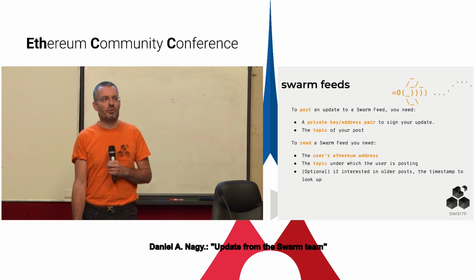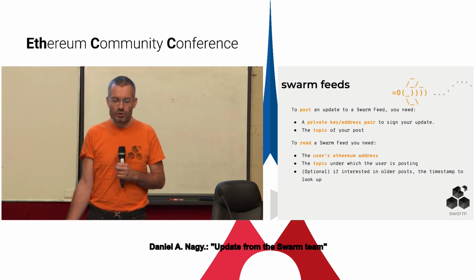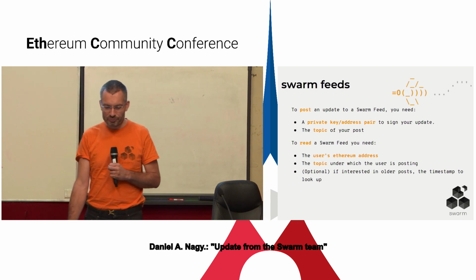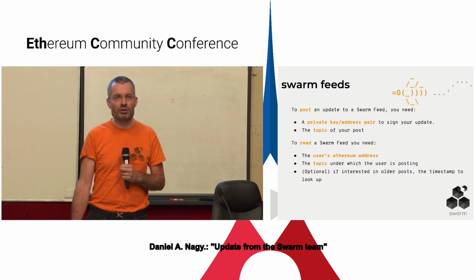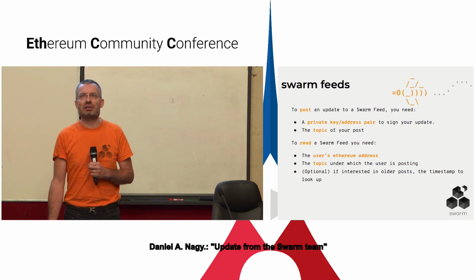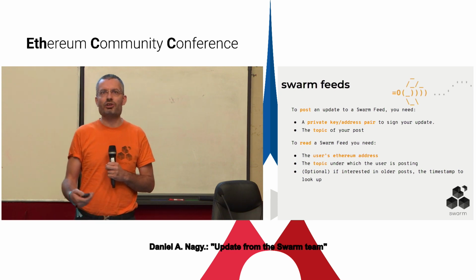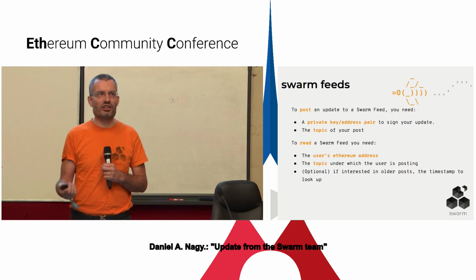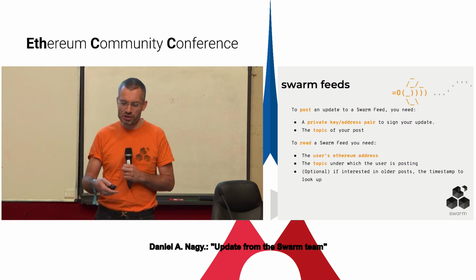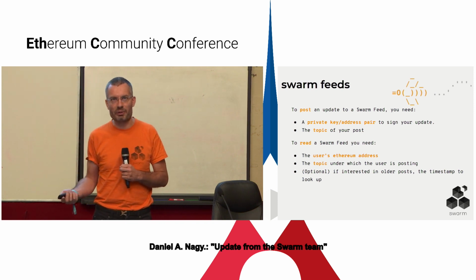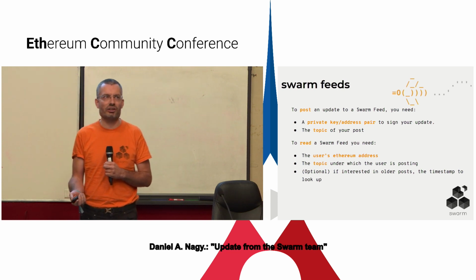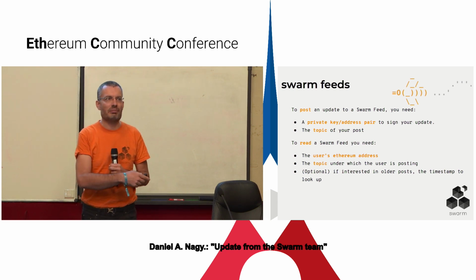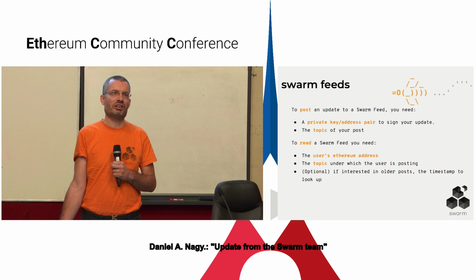And in order to post an update to your Swarm feed, you need two things. You need the private key to sign your update, and you need a topic. So once you have the topic and the private key, you can update your Swarm feed. And in order to read the Swarm feed, you need the Ethereum address of the publisher, and you also need the topic. So once you have the topic and the Ethereum address, you can access the Swarm feed, and you can even go back in time and you can see the entire history of that particular feed.